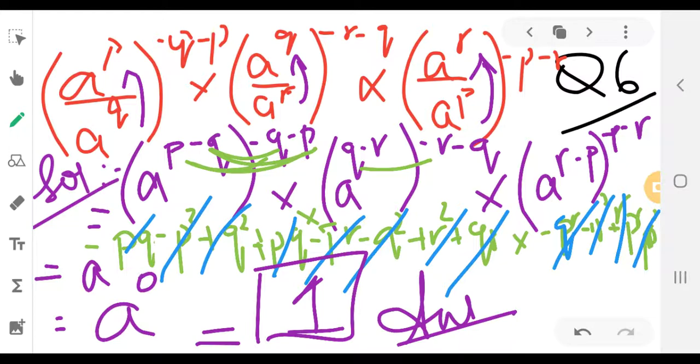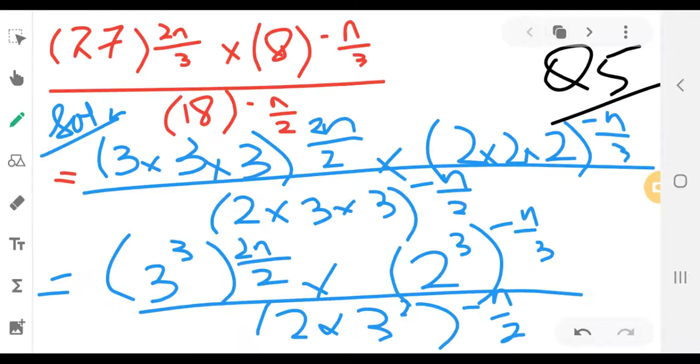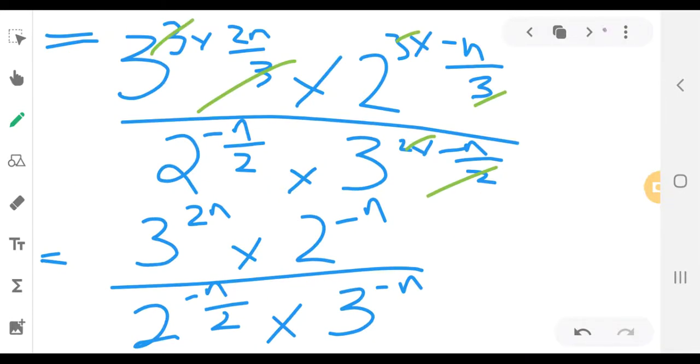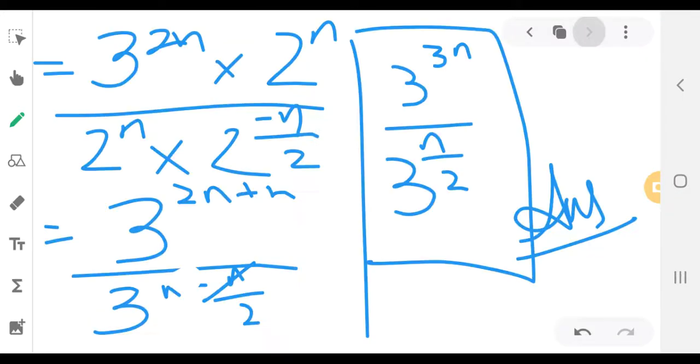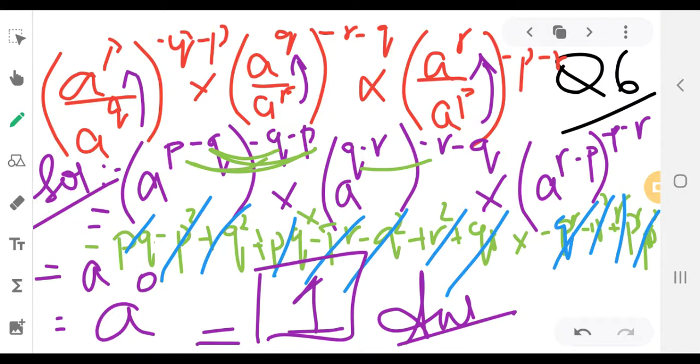I hope that you people have understood these both of the questions, and I can again show you all the solutions. This was question 5. It started from here and then till here. Then question number 6 was this.